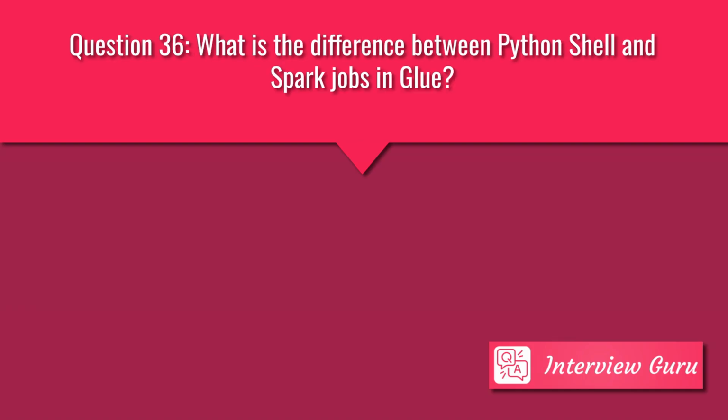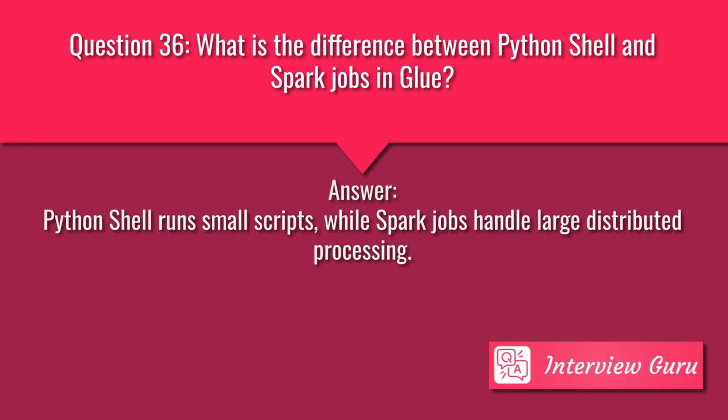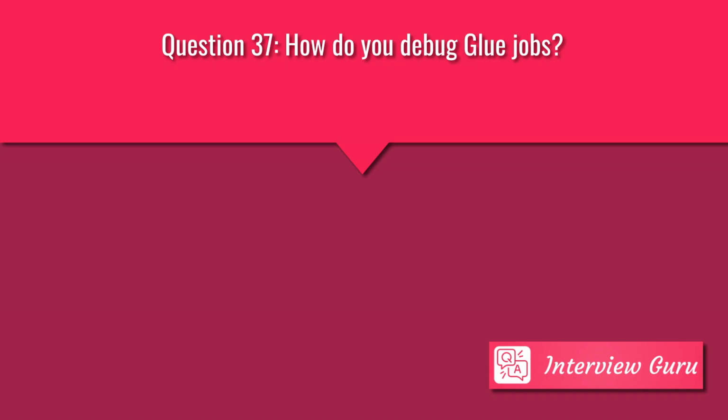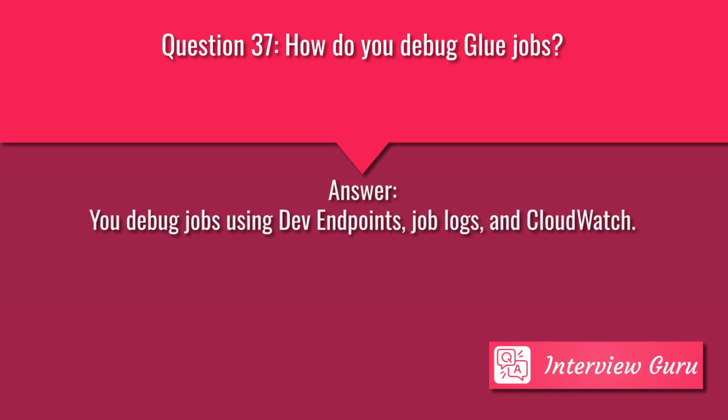Question 36. What is the difference between Python shell and Spark jobs in Glue? Python shell runs small scripts, while Spark jobs handle large distributed processing. Question 37. How do you debug Glue jobs? You debug jobs using dev endpoints, job logs, and CloudWatch.